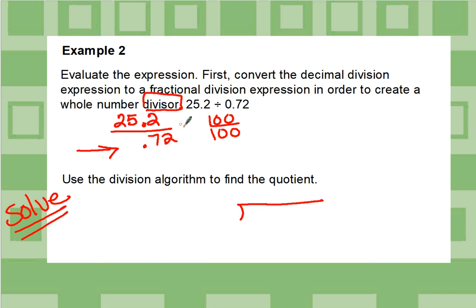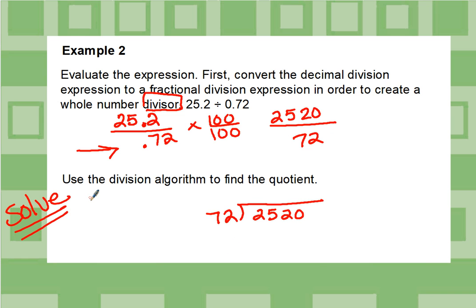When I multiply by 100, my numerator becomes 2,520, because I can't move it 2 places. I would have to add on a 0. And in my denominator, I have 72. Now I've got it ready. I can go down here and actually solve it. So now I'm going to have 2520 and 72.